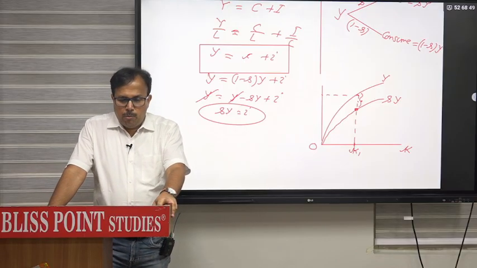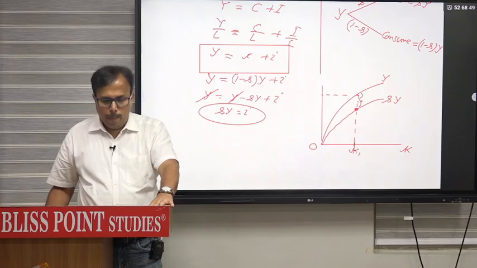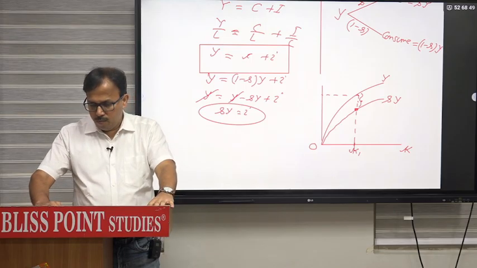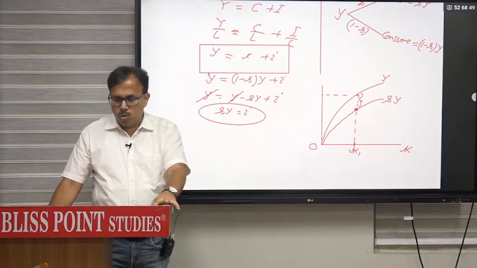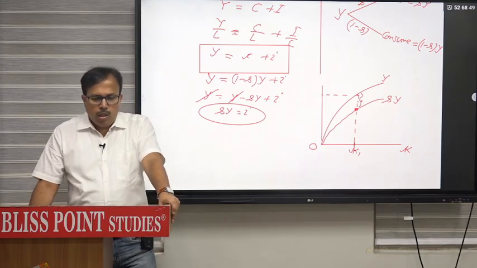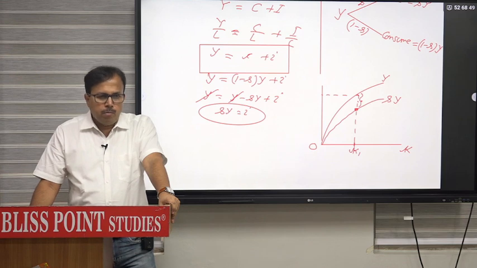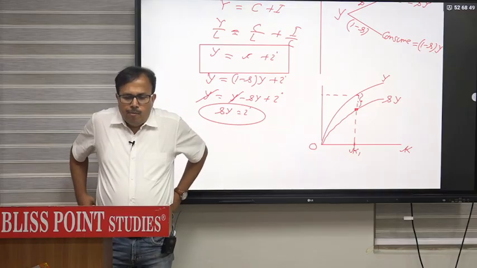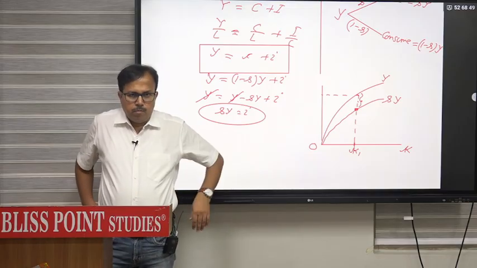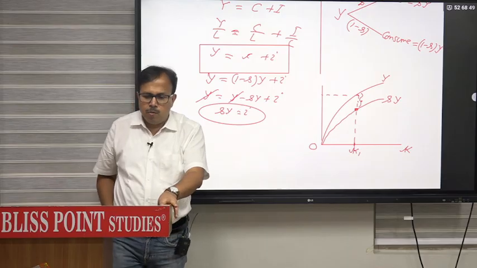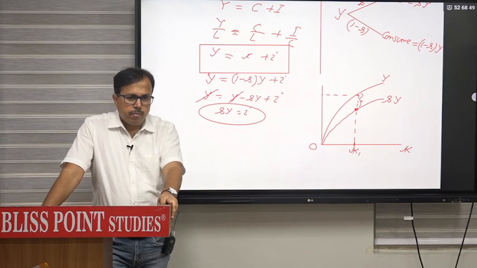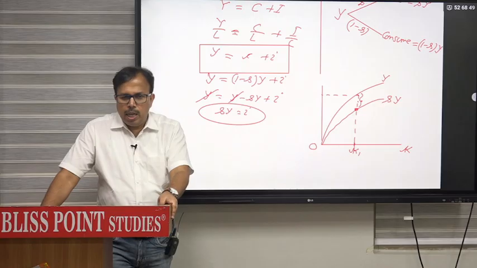In the basic Solow model, demand for goods comes from consumption and investment.